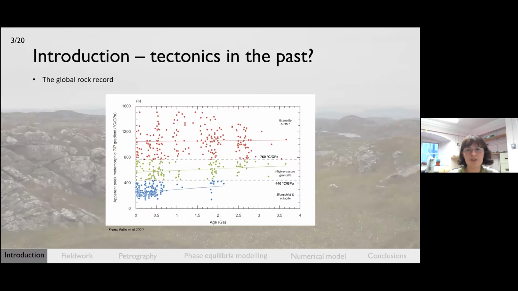The figure here shows a global compilation of rocks that have experienced different types of high pressure metamorphism. The bottom row is the record for blueschists and eclogites, i.e. our subduction zone rocks. We don't observe blueschists and eclogites past around 2 billion years. Observations like these have led people to say that subduction might not have occurred in the past, and thus modern style tectonics may not have operated in the past.